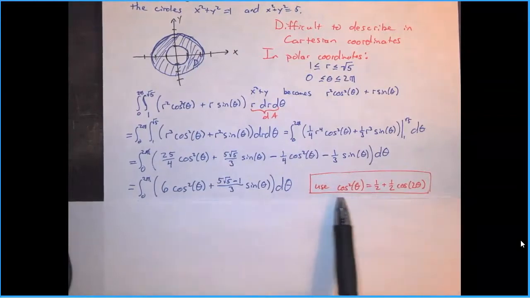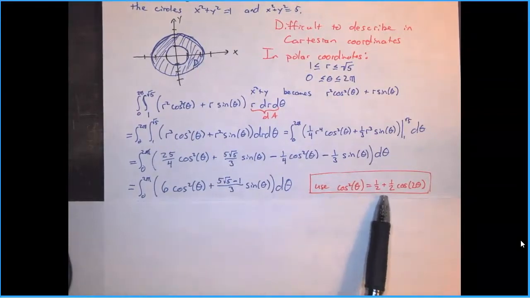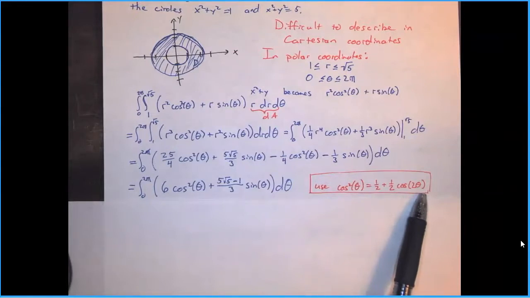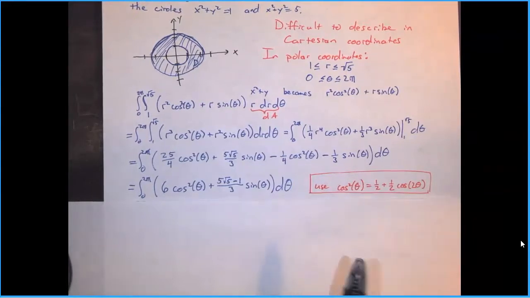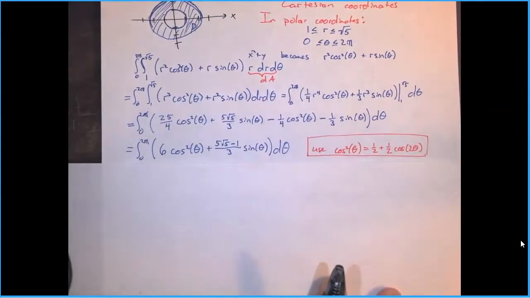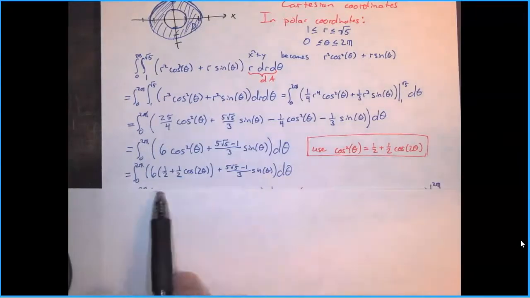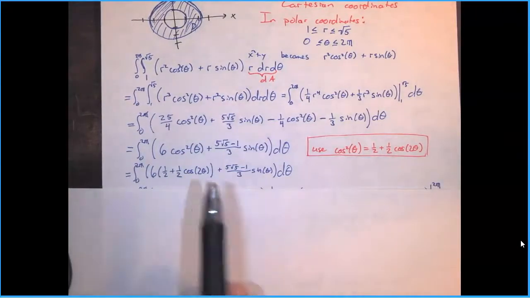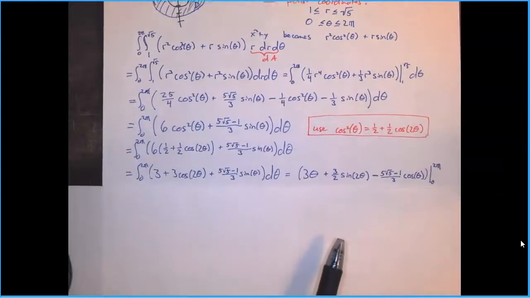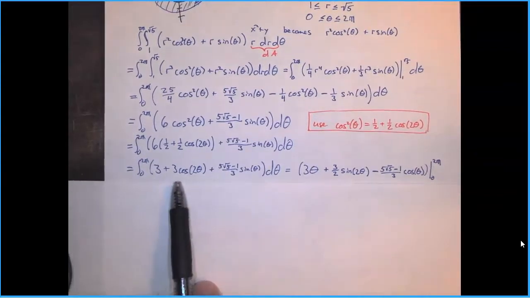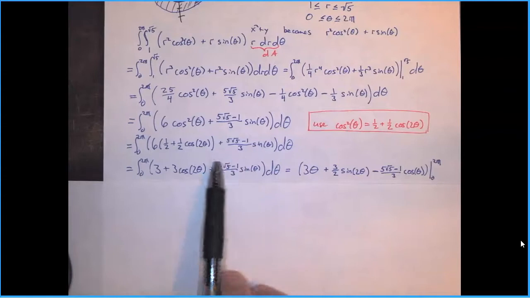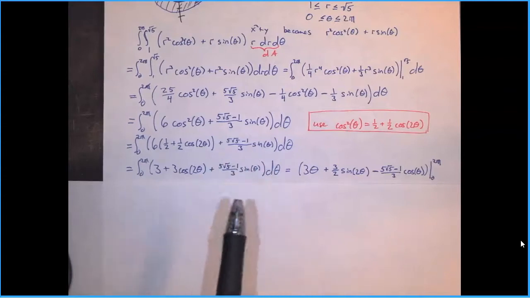I'm going to use the trig identity, cosine squared equals 1/2 plus 1/2 cosine 2 theta. Plug that in and then integrate. So these trig identities are going to be your best friends when you're doing integrals in polar coordinates because cosines and sines come up quite a bit. So I plug 1/2 plus 1/2 cosine 2 theta in, distribute the 6. That becomes 3 plus 3 cosine 2 theta, plus this term hasn't changed at all. It's 5 root 5 minus 1 over 3 sine theta.